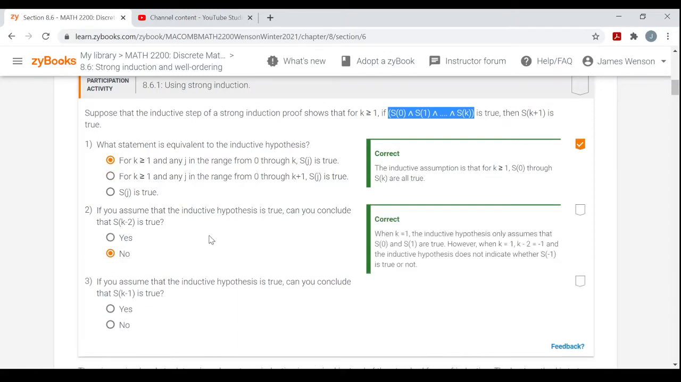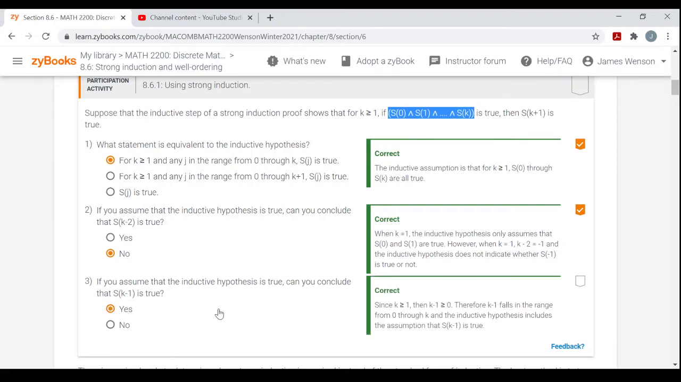My apologies. What if k were 1? Now, if k were greater than or equal to 2, and you assumed it was true from 0 through k, then you could say S of k minus 2 was true. But if you assume this for k greater than or equal to 1, and any j in the range from 0 to k that the statement is true, can you assume that S of k minus 1 is true? Yes, because k minus 1 would be greater than or equal to 0, so it would be in this range all the time.